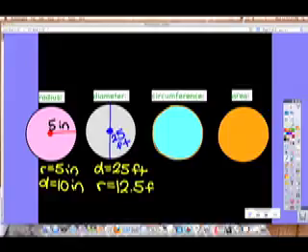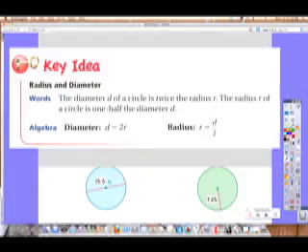Then on your scratch paper, you need to try these 4. However, watch out for the directions. The directions tell you whether you have to find radius or diameter. So try these 4.